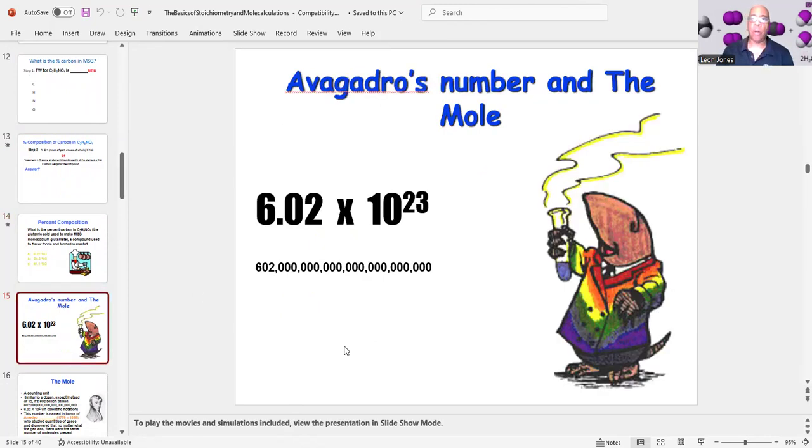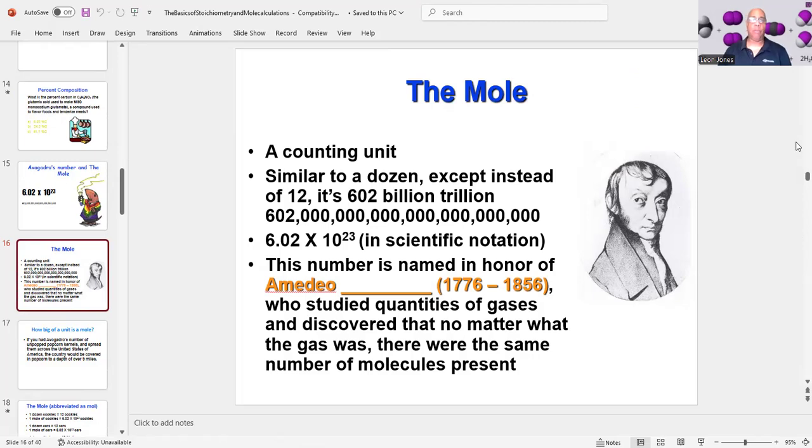I'm going to go to Avogadro's number and the mole, 6.02 or 6.022 times 10 to the 23rd. Now, the mole is a counting unit similar to a dozen, except instead of 12, it's 602 billion trillion. Or in scientific notation, it's 6.02 times 10 to the 23rd. And that's in honor of Amadeo Avogadro, who studied the quantities of gases and basically discovered that no matter what the gas was, there was the same number of moles present.